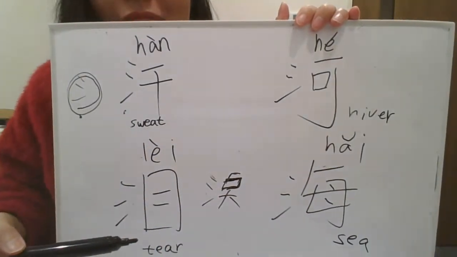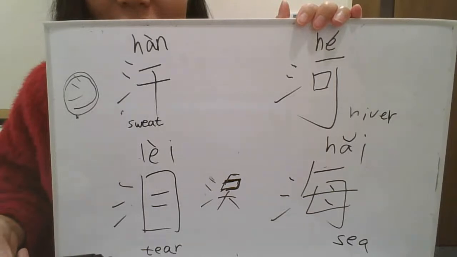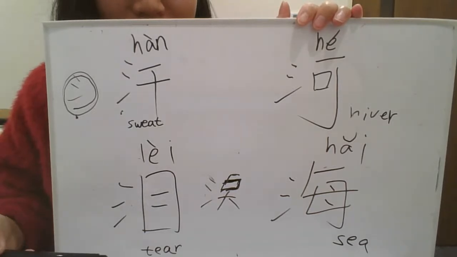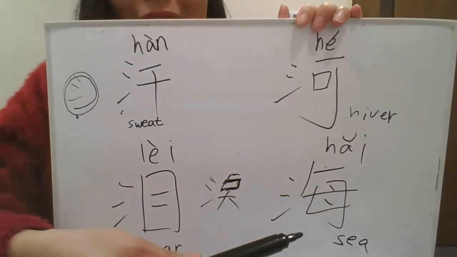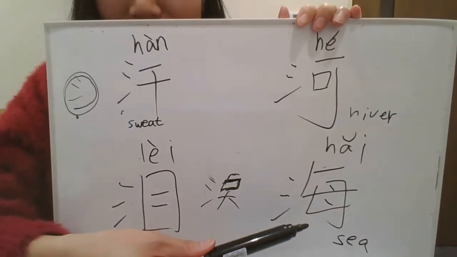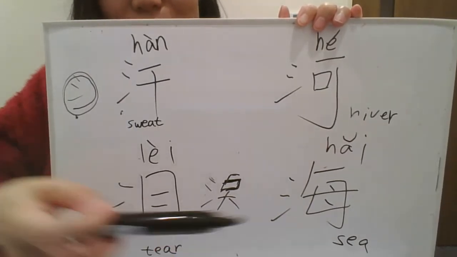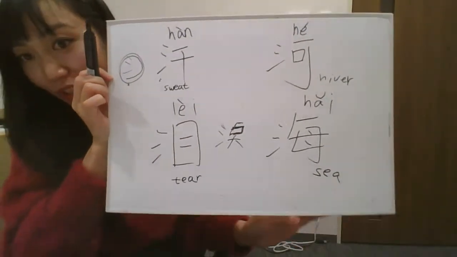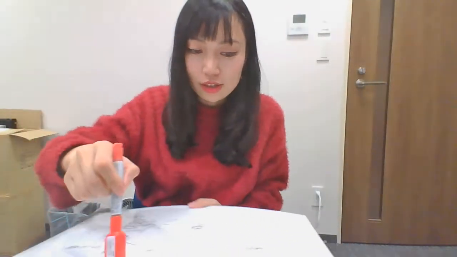And the next one. Lei means the tear. Lei. Last one. Hai means the sea. Okay, no question. If you don't have any question, we are going to do another one. Okay, so this is this part.